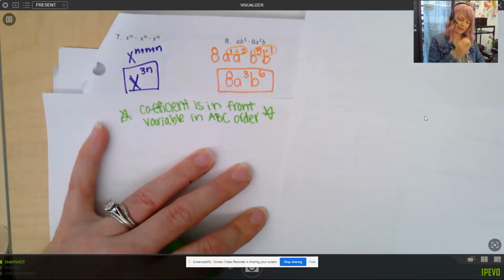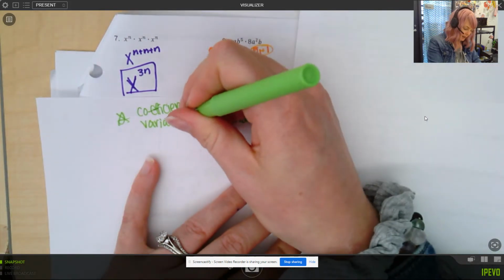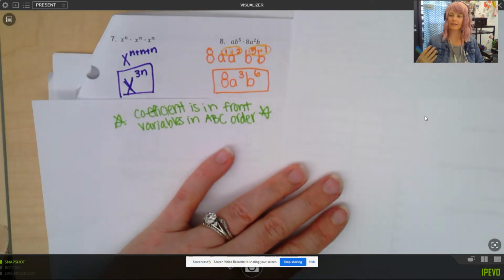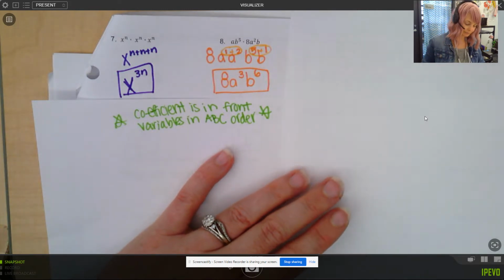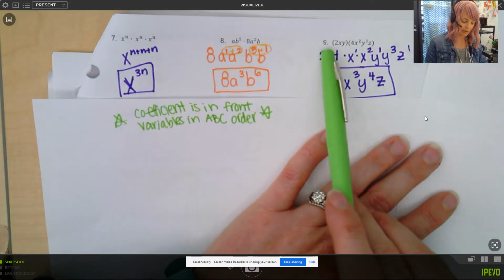Maybe there's 2 F's in coefficient. I'm not sure. Coefficient is in front and variables in alphabetical order, A, B, C order. That's how you know your answer is in simplest form, and that's how we are communicating that we have the same answer.